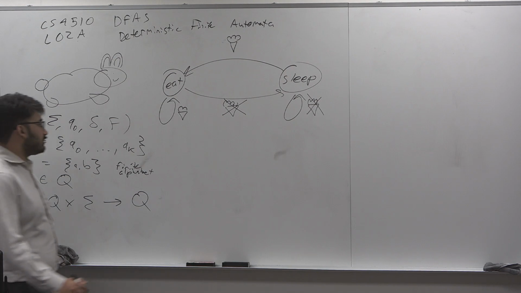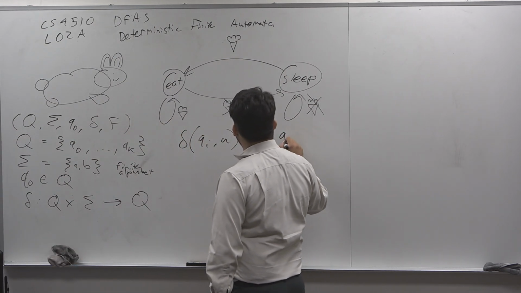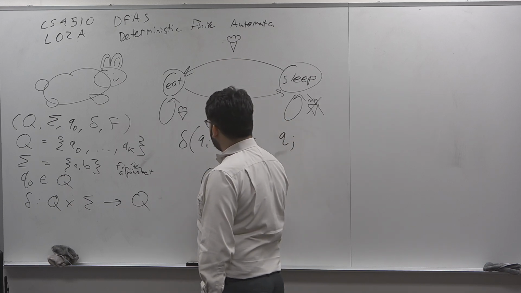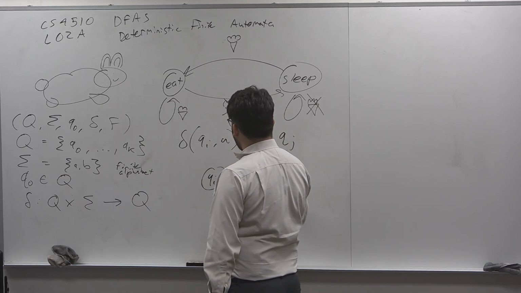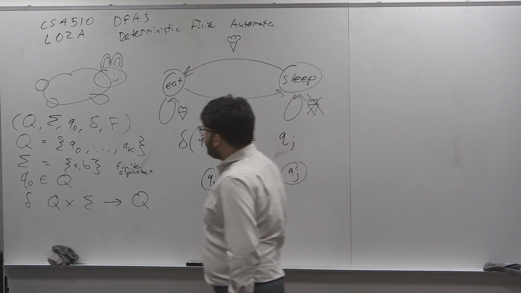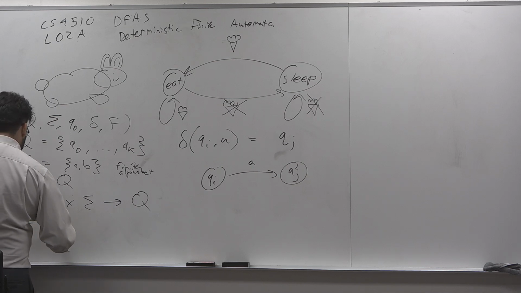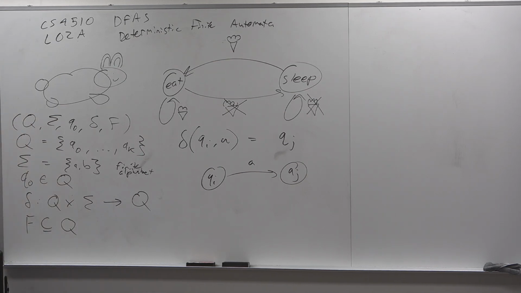The way we write this is, if we say delta of qi comma a is equal to qj, what we really mean is you're at some qi, and if you read an a on the input, you'll go to qj. The transition function is how you define the movement between the states. But how do you accept? We say these are our final or accepting states. If the computation terminates on one of those states, we say the machine accepts. If the computation does not terminate on one of those states, we say the machine rejects. So this is the formal definition of a DFA.